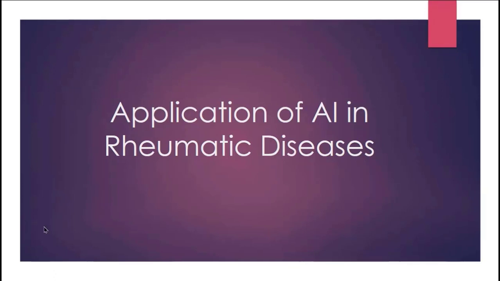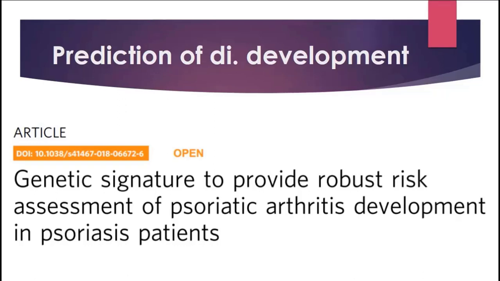What are the uses of artificial intelligence in rheumatology? I will discuss some of the applications of artificial intelligence in rheumatology. Artificial intelligence can be used to predict the development of a disease. For example, in a study, with the help of machine learning and the use of genes, researchers could determine the risk of developing psoriatic arthritis in patients with psoriasis.